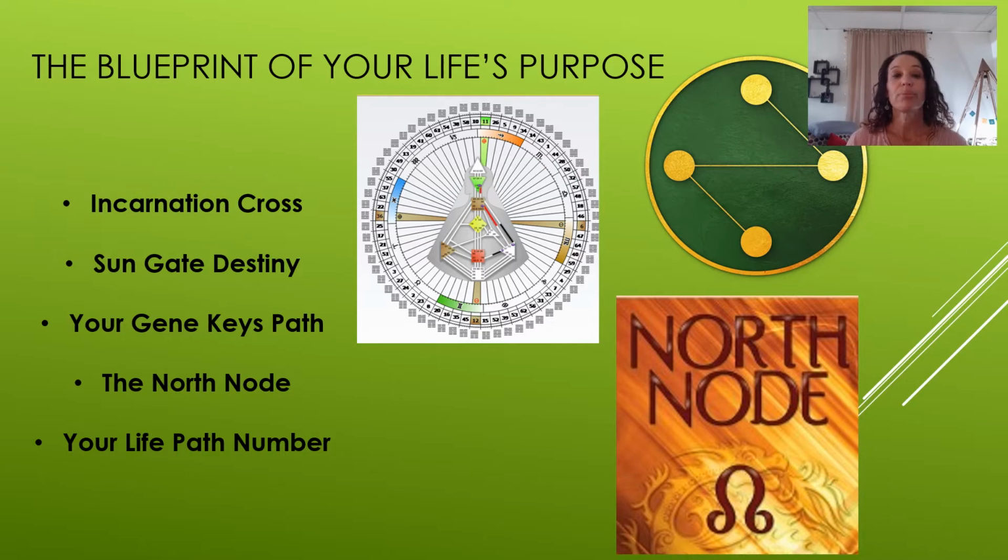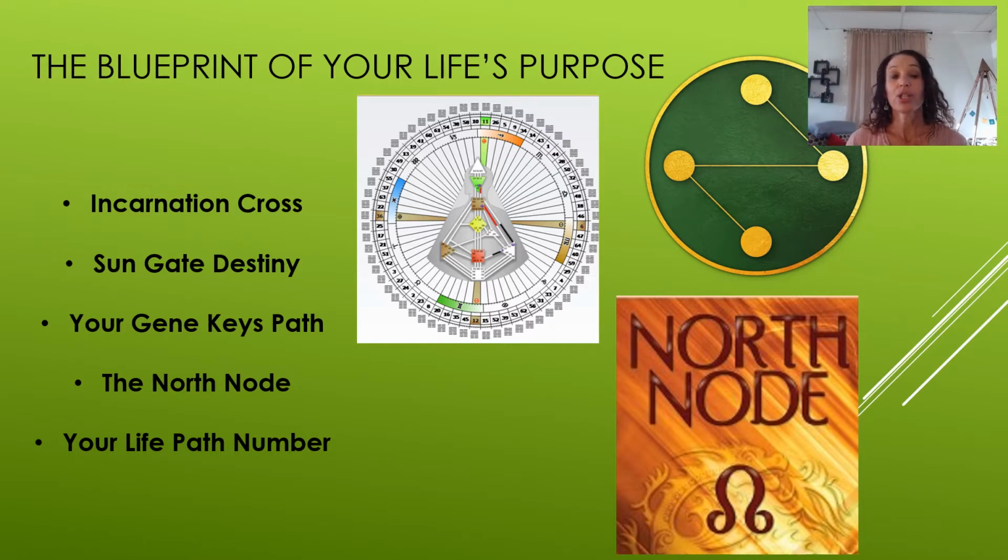These are going to be the blueprints of your life's purpose. So a lot of times we really want to know, what is our life's purpose? Why are we here? What did we come to do or be or learn? And this can be found within our chart information of our incarnation chart, our sun gate, which holds our destiny, our gene keys path, the North Node, and our life path number.